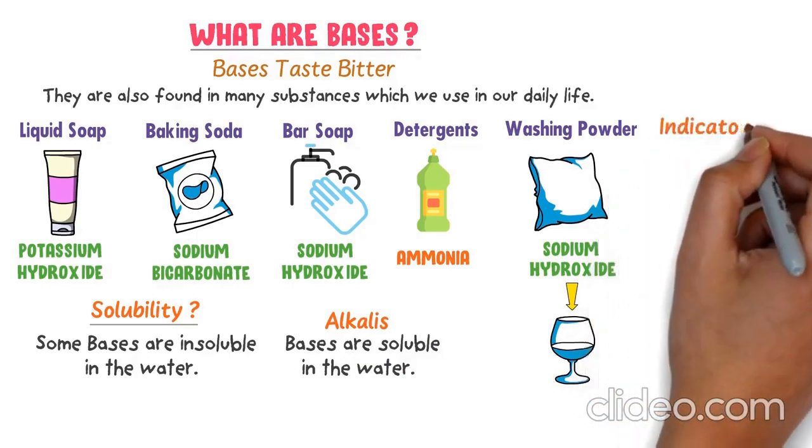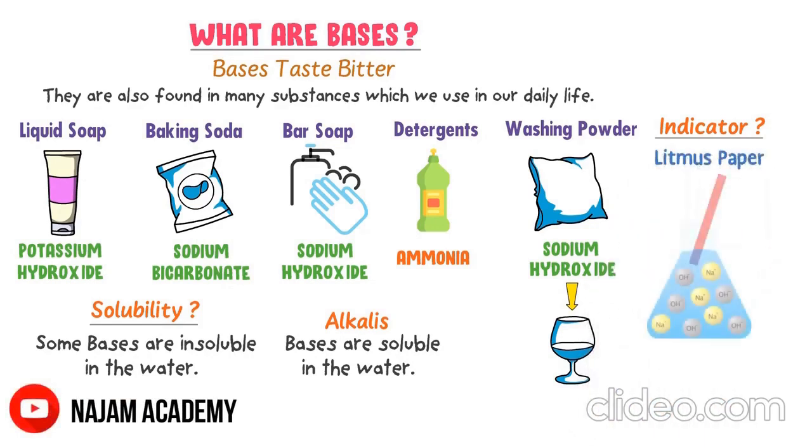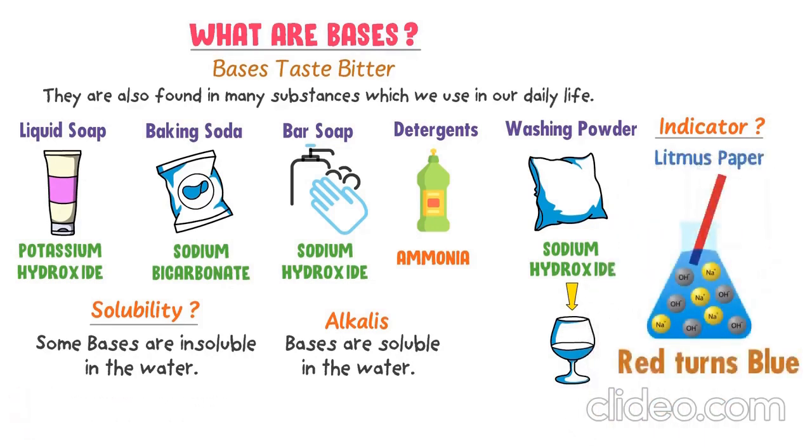Now what about the indicator test of bases? Again, we can use different indicators to test the presence of bases. But the simple test is litmus paper. Bases turn red litmus paper blue. Let me repeat it. Bases turn red litmus paper blue.